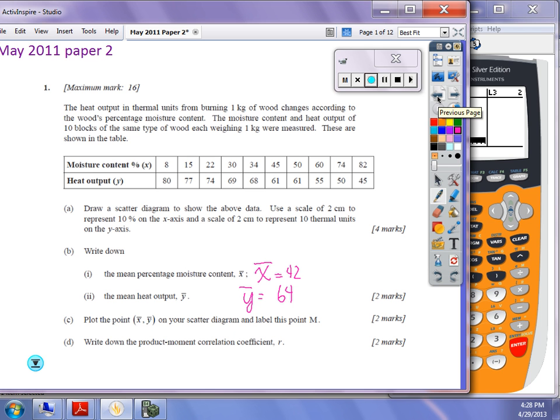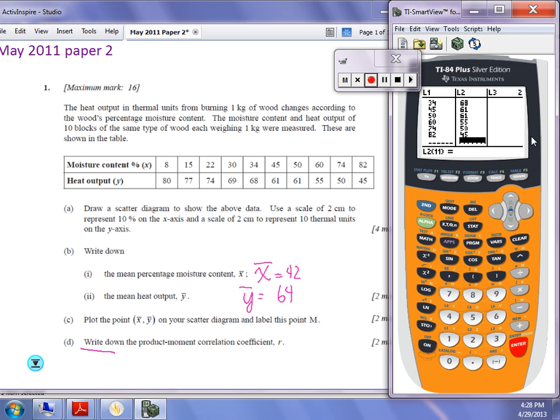Write down the product moment correlation coefficient R. To calculate the correlation coefficient, when it says write down, what you need to do is make sure that your diagnostics are turned on. In your calculator, you do that by hitting the second button and then hitting 0, which is the catalog, and scroll down till you see diagnostics on. Hit the enter button twice. Make sure that you see the word done. Then you've already got your data in list 1 and list 2.